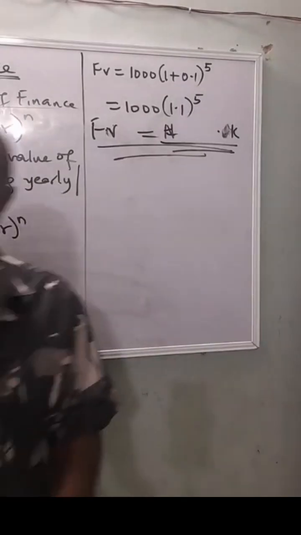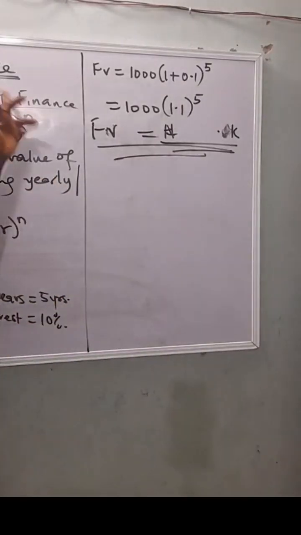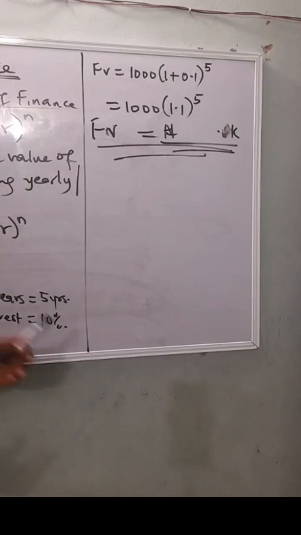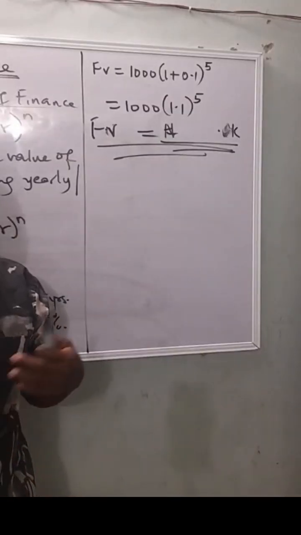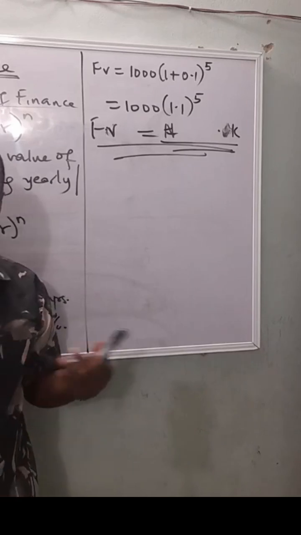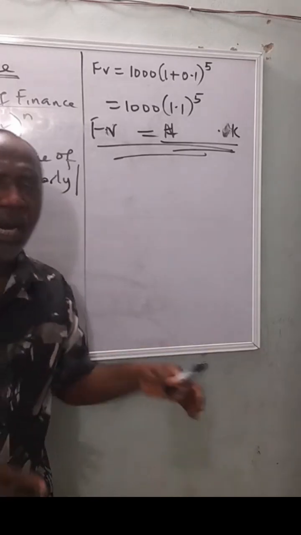And that is all we can take for today. As far as future value of money, the first one we have just done is how to find the future value of money compounding yearly. When we meet again, we'll continue from that point to look at future value of money when it's compounding monthly, weekly, and all the rest of it.